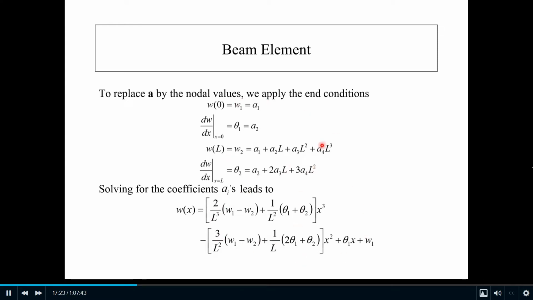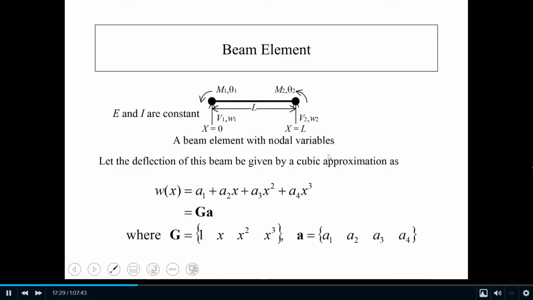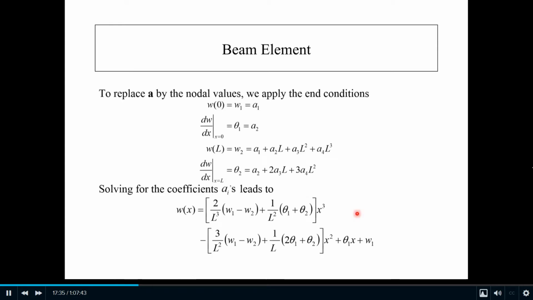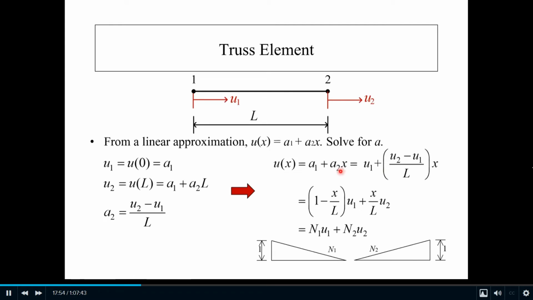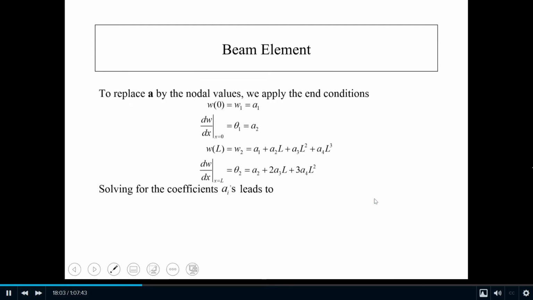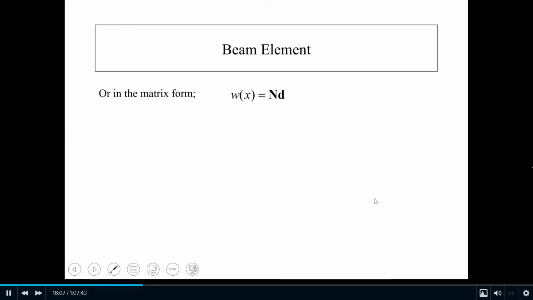Solving these equations for A1, A2, A3, A4, and once you have that, you put them back into the equation here, and you would get the solution. From this you can define the shape functions, similar to what we defined for the thrust element. This is N1, this is N2. You can define the shape functions for the beam element similarly.